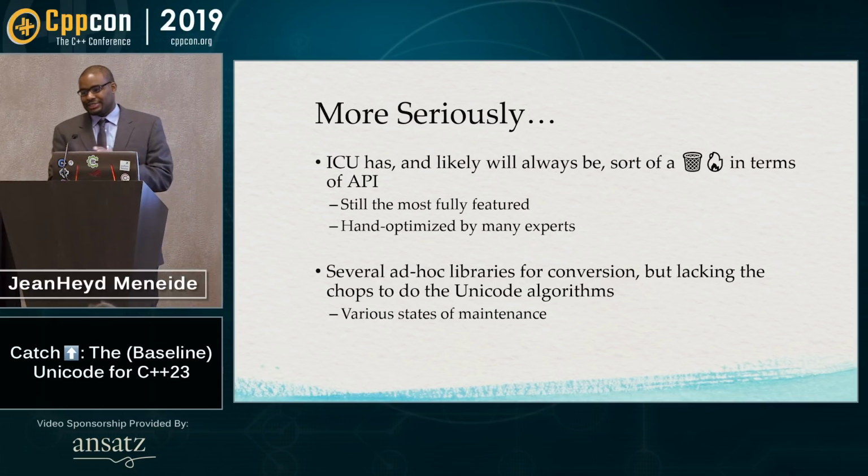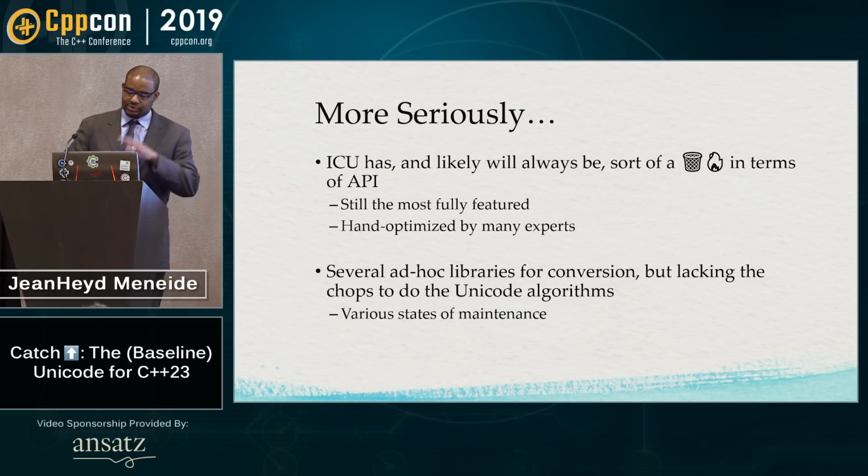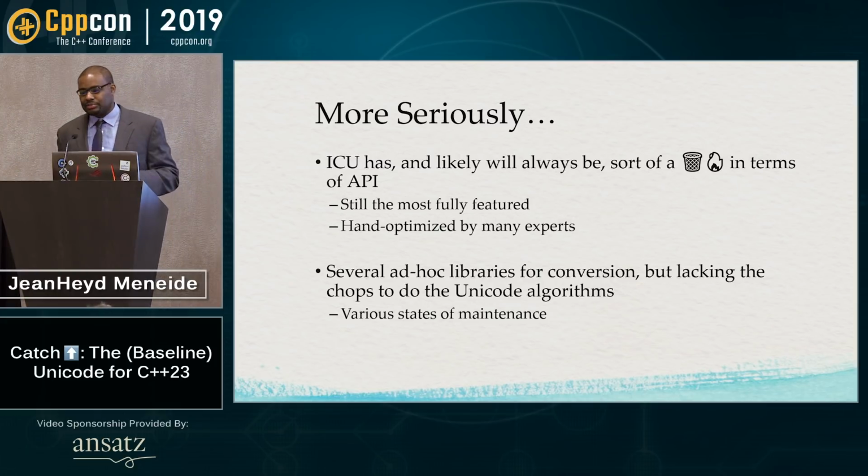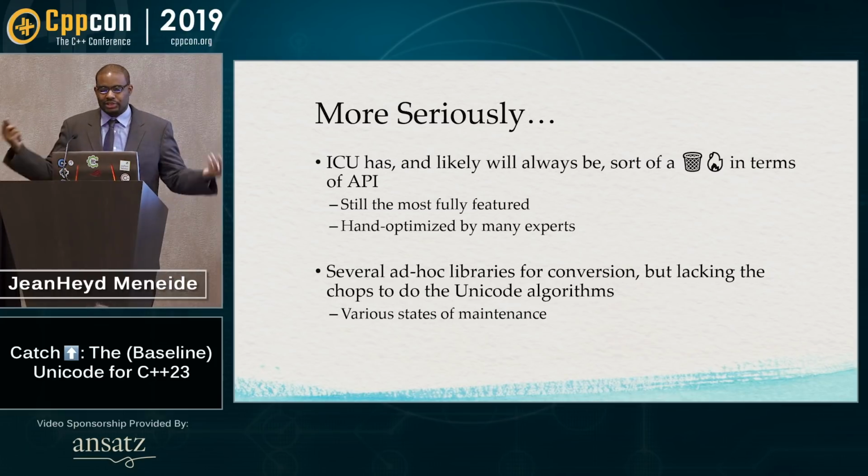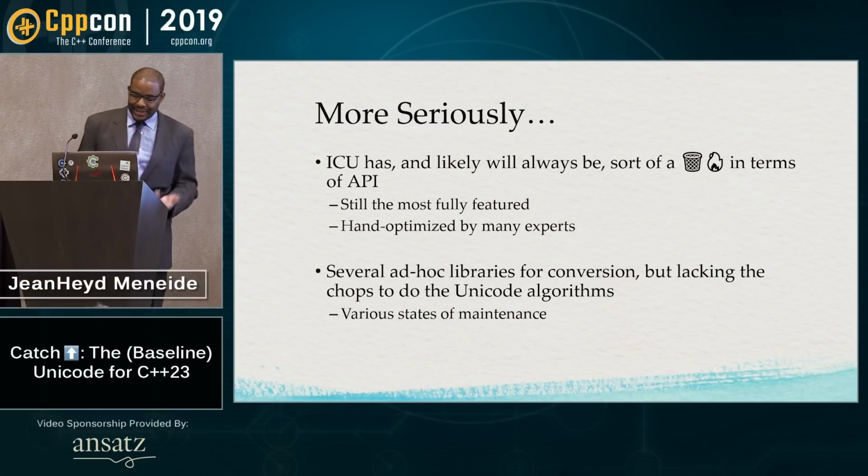The good news is that it's hand optimized. It's probably one of the most fully featured, fastest implementations. It has all the algorithms, it has all the data you want. It has everything, but the API is really bad. And so when I started on this, I was like, why didn't everybody just use ICU, if that would solve all our internationalization and localization and encoding problems? And then I actually used it, and I was like, so now I understand.